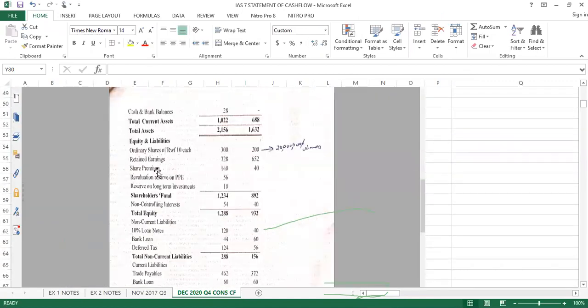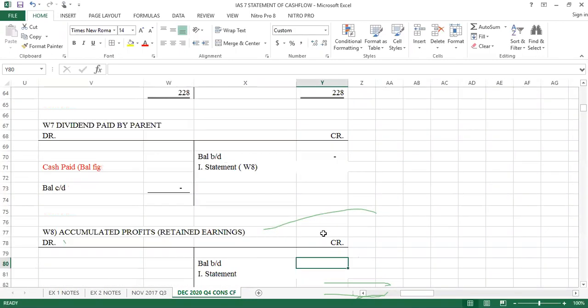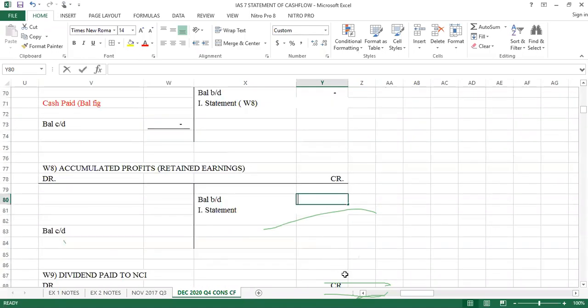Retained earnings in the balance sheet are 652 and 728. Where is it? 652 and 728.